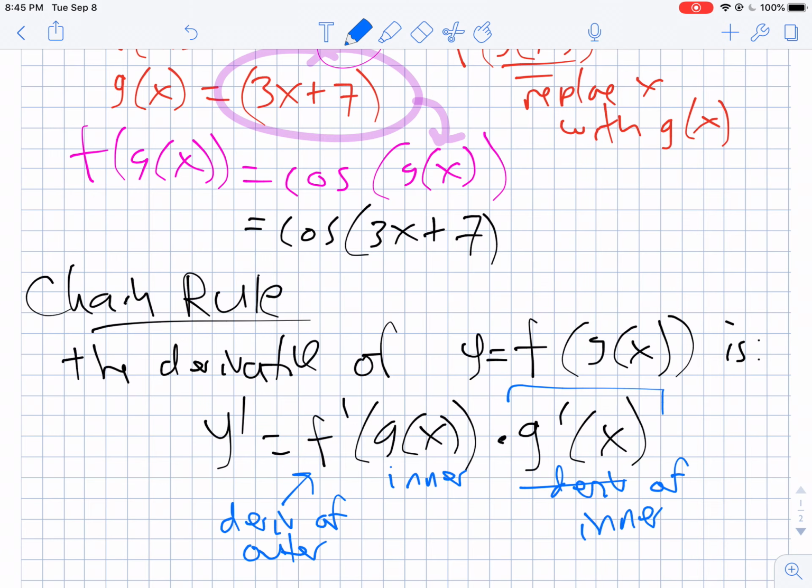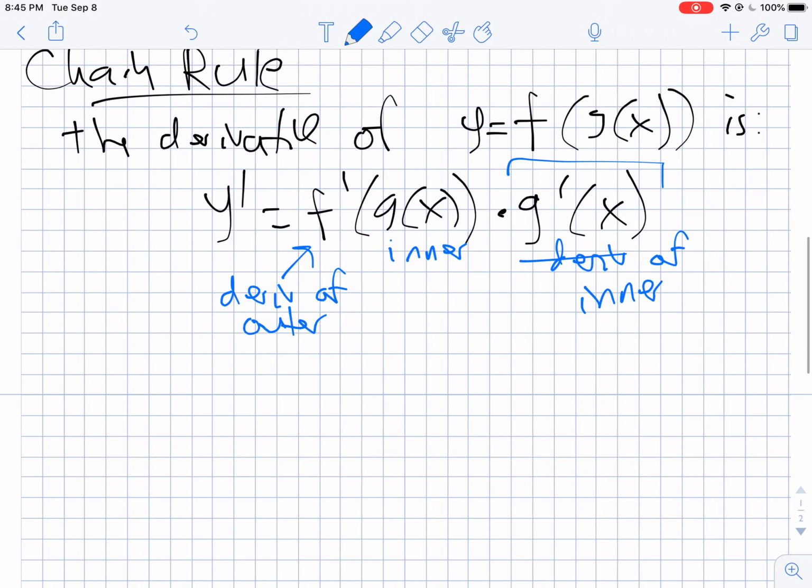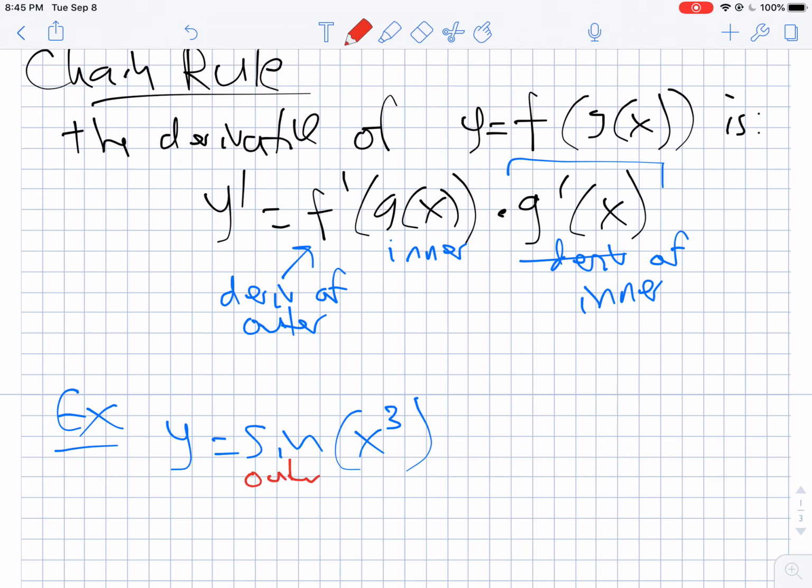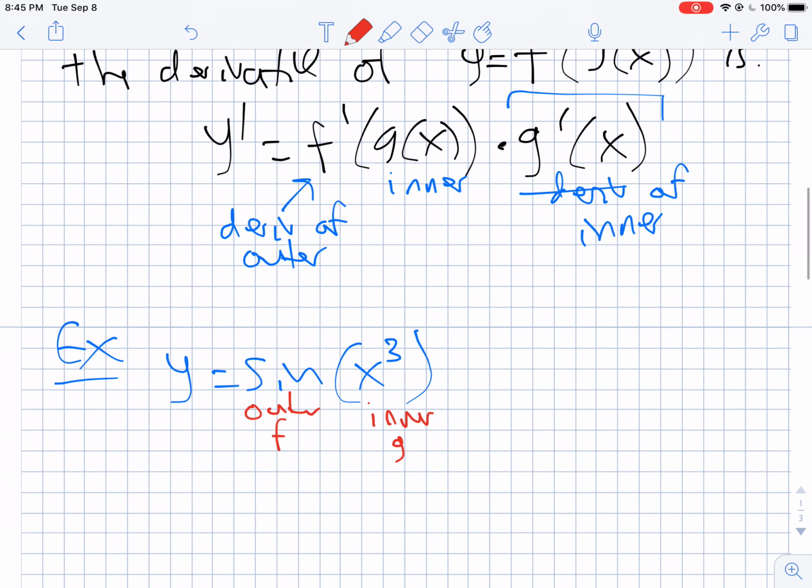Okay, so let's go ahead and look at a few examples of what this might look like. We're just going to differentiate several things. Say we have the sine of x cubed. In this case, your outer function is the sine, that's like your f. Your inner function is the x cubed, that's the g. If you would try and guess this on your own, might be a good idea.